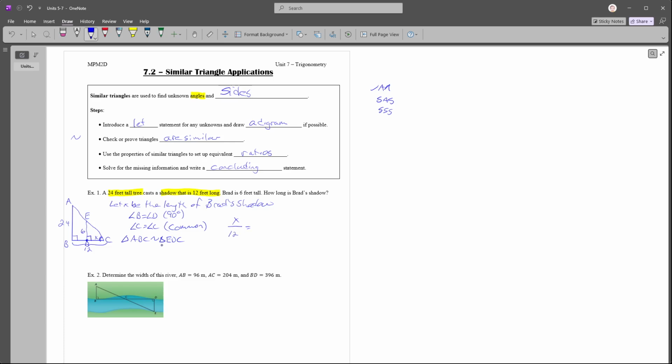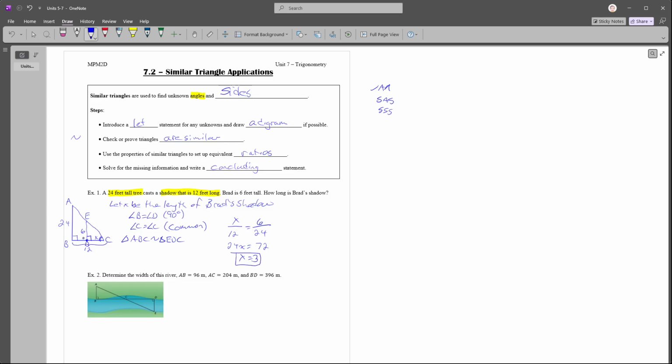All right, what else do we got? Well, we have the side of both triangles, and they're the corresponding sides. So we could say the small triangle, which is 6 over 24. Now what do we do? We cross multiply. So we end up with 24x is equal to 12 times 6, which is 72. And then x is just going to be 3.